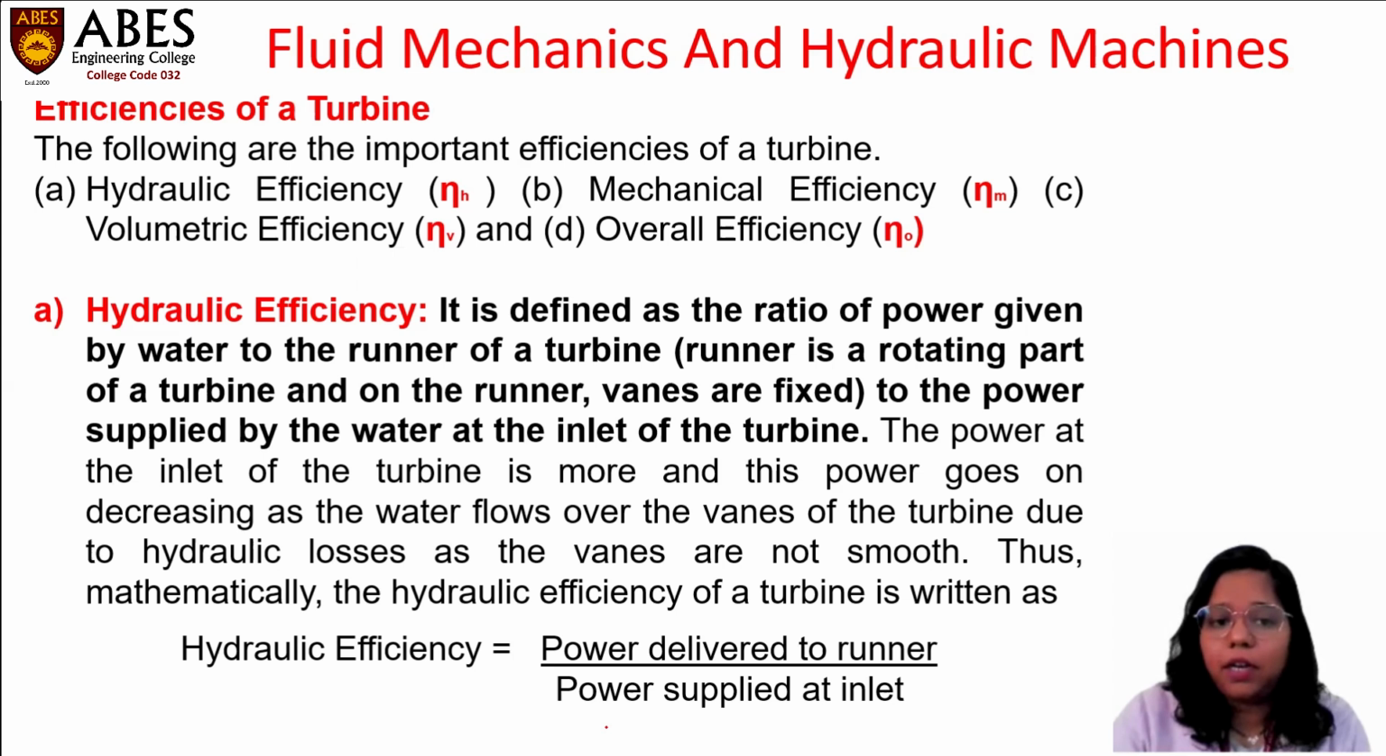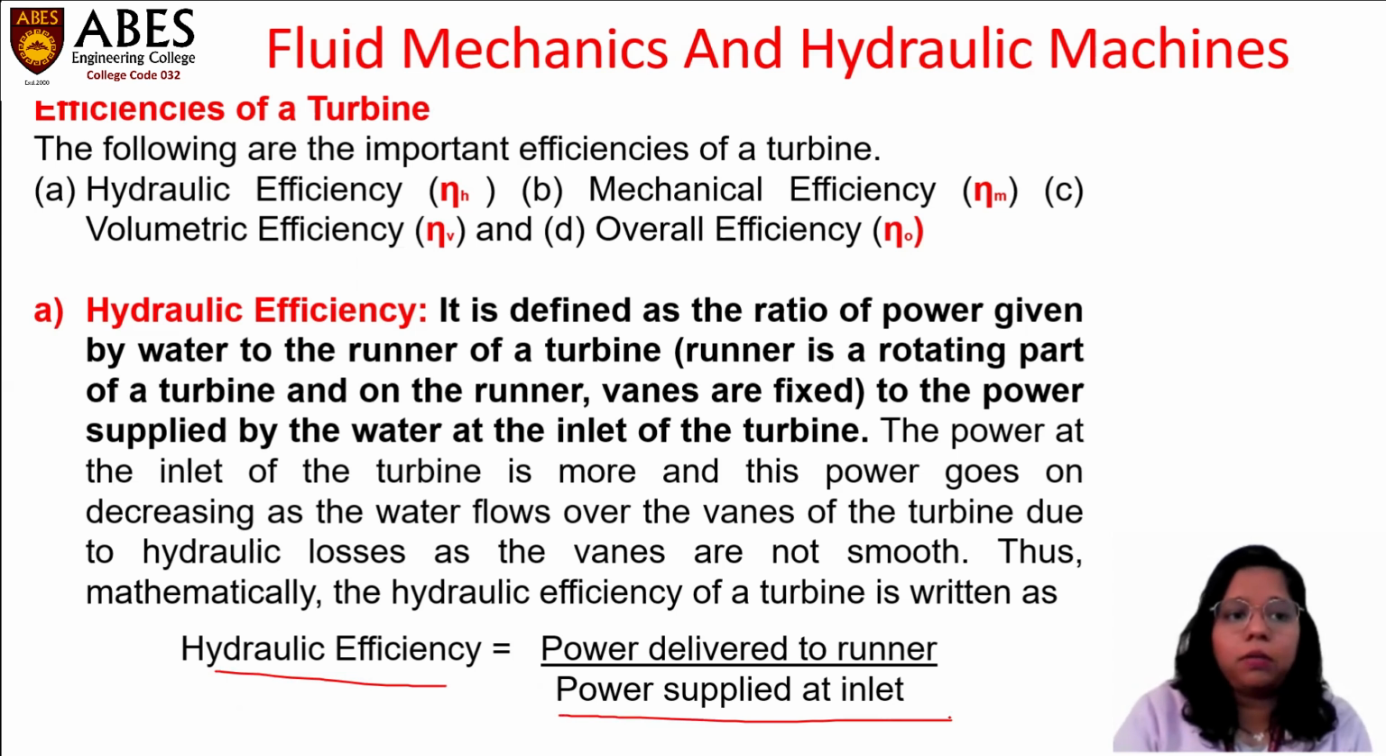The power at the inlet of the turbine is more, and this power goes on decreasing as the water flows over the vanes of the turbine, because there must be some hydraulic losses as these vanes are not smooth. So these losses will be considered. So mathematically, we can write hydraulic efficiency is power delivered to the runner divided by power supplied at the inlet of the turbine. So this is hydraulic efficiency.